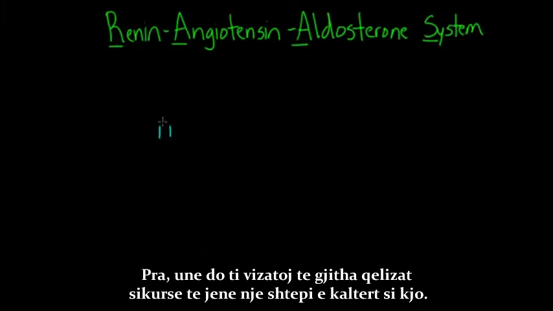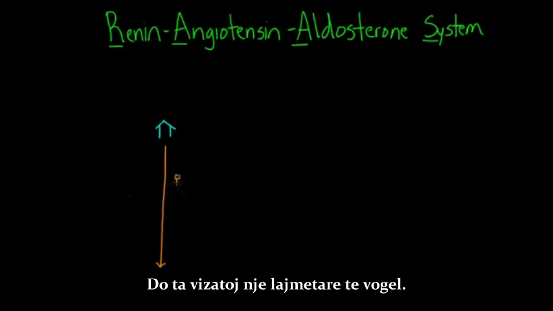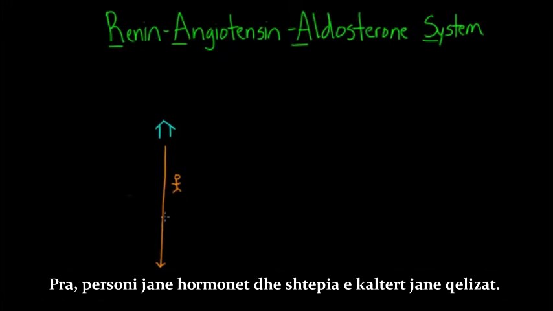So this RAAS system begins with a set of cells. I'm going to draw all of my cells as little blue houses like that. And the hormones that they release are going to be orange messengers. So I'm going to draw a little messenger. This will be my little person. And so the person is the hormone and the blue house is the cell.